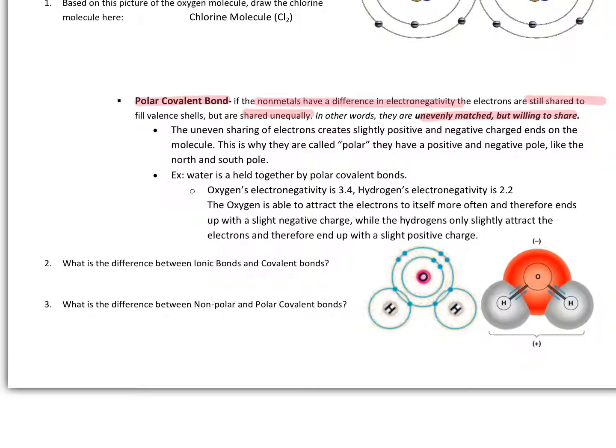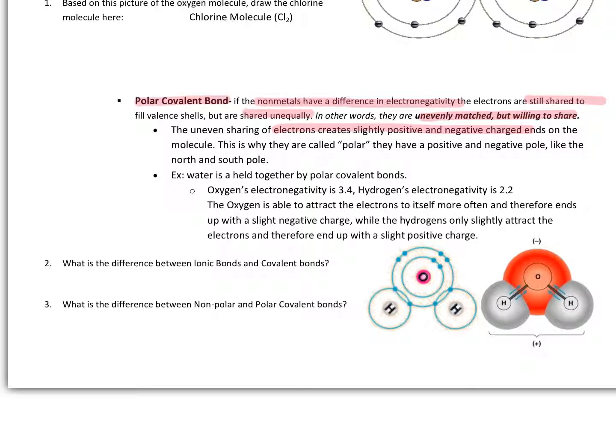The uneven sharing of electrons creates a slightly positive charged and a slightly negative charged end. If one of them is holding on to the electrons more, it's going to be slightly negative. It's pulling in more electrons to itself. If one of them is less able to hold on to the electrons, then it's slightly positive. It has slightly fewer electrons than it should.